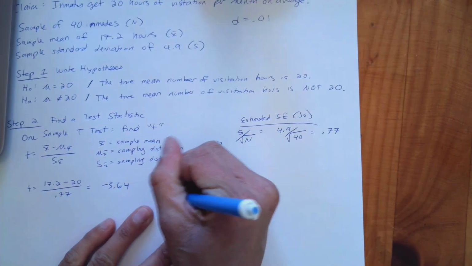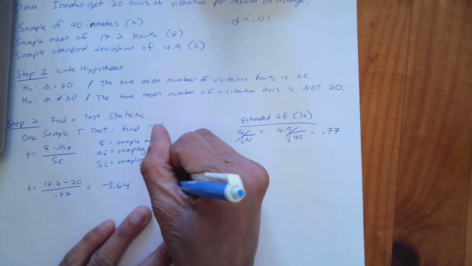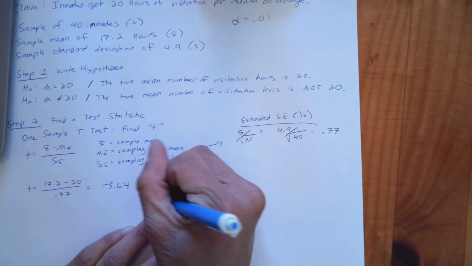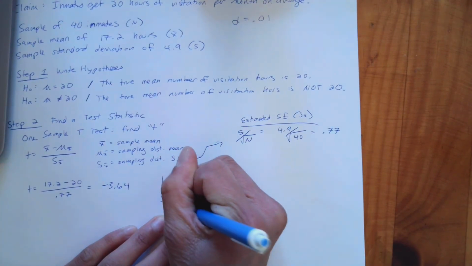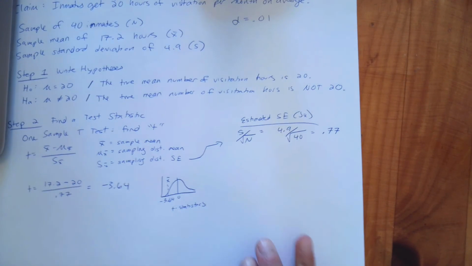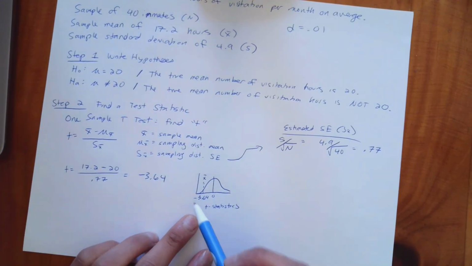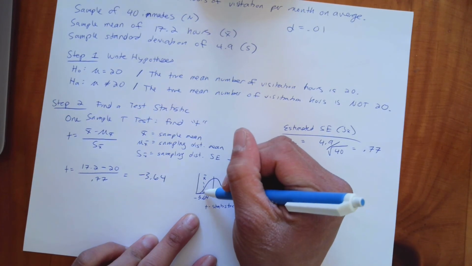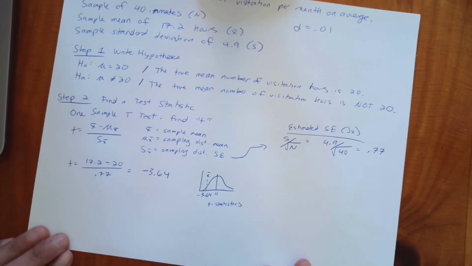So this tells us that on a standard t-distribution, our sample mean is at negative 3.64, where these are t-statistics here. And now the question we have to answer is whether this t-statistic lands in the zone where we would reject the null hypothesis, or whether it lands in the zone where we would fail to reject the null hypothesis.